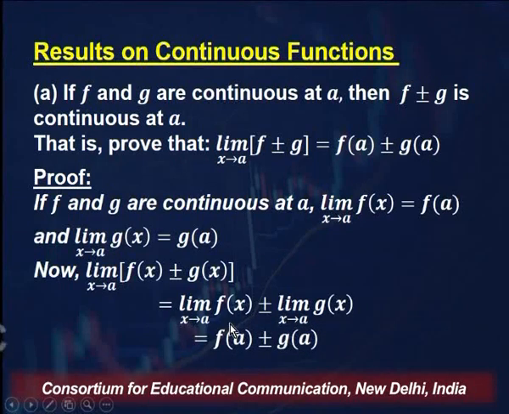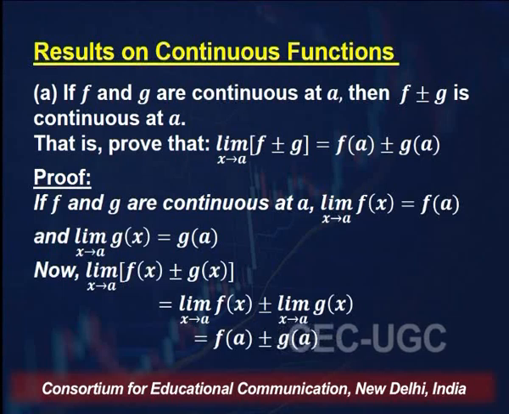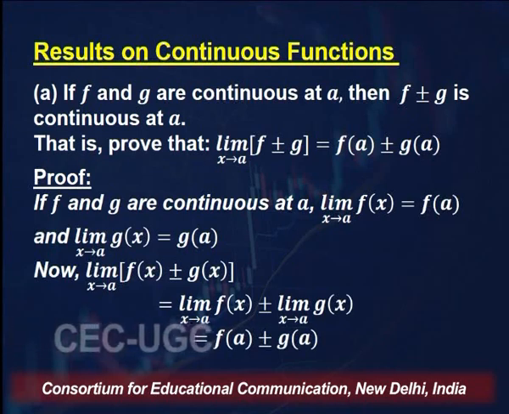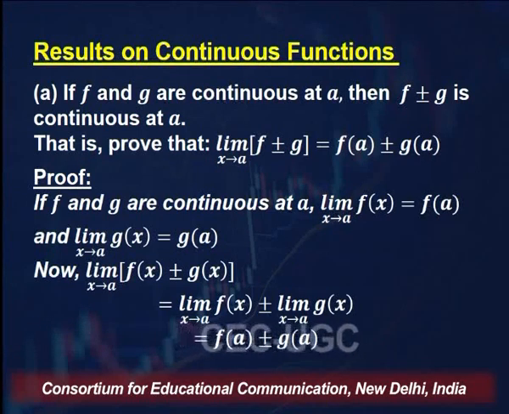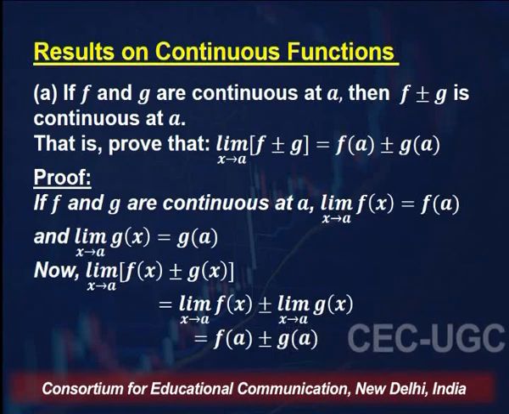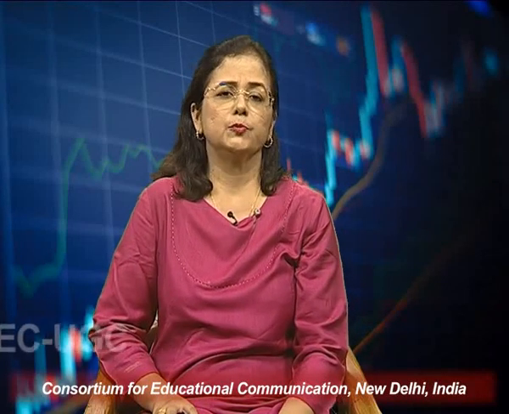And because the limit of f of x as x tends to a is f of a, and the limit of g of x as x tends to a is g of a, there you are, your result is right in front of you. In the same way, these are very simple proofs, so I have left the rest of the three results to be proven by you yourself. So let's move on and talk of the other results.